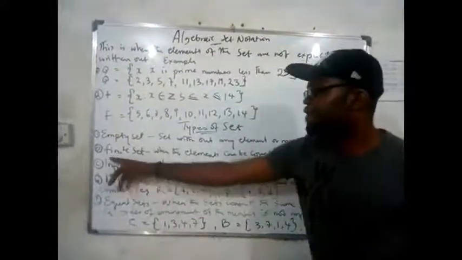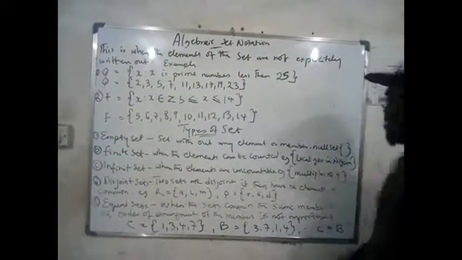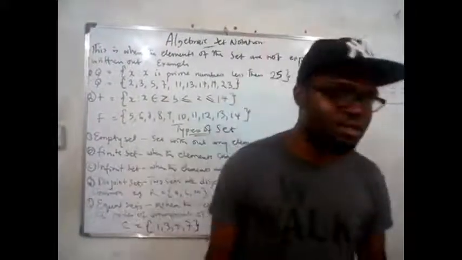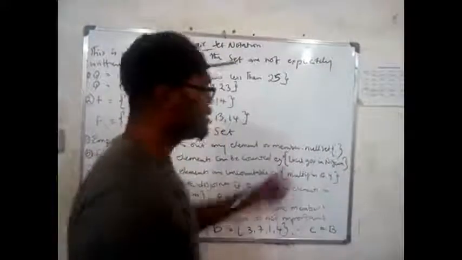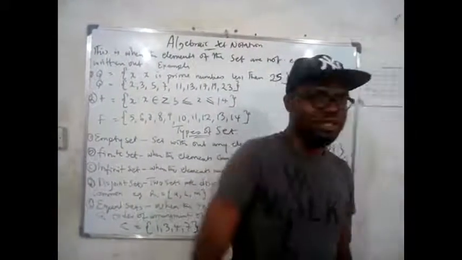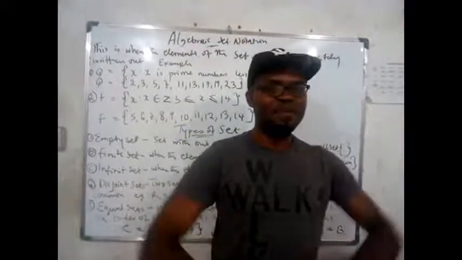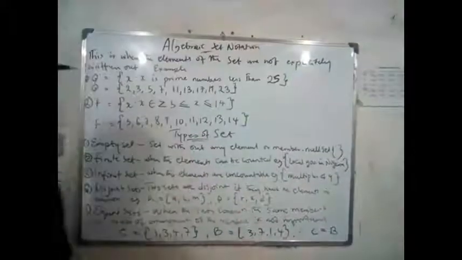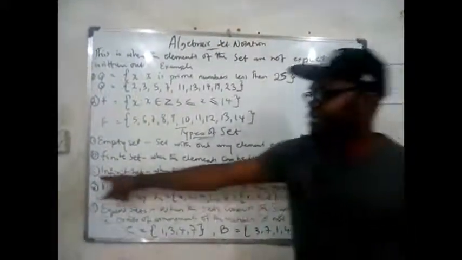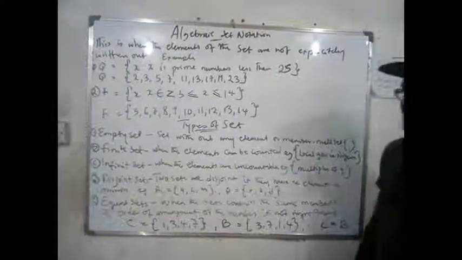Finite set. Finite set is any set that has elements that can be counted. Is that clear? Any set that has elements that we can count, like set of local governments in Nigeria. How many local governments do we have in Nigeria? 774, is it not? So it can be counted. So it's a finite set. Give me another finite set. Number of people in this class, you can count yourself, isn't it? But if I say set of odd numbers, is it finite? There are plenty of numbers you cannot count. So any set that has elements that cannot be counted is known as infinite set. Like set of odd numbers, set of multiples of 9.